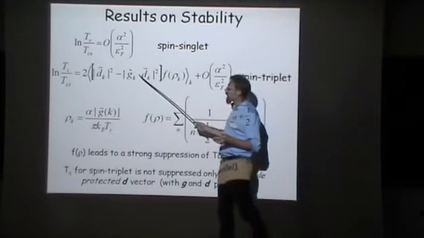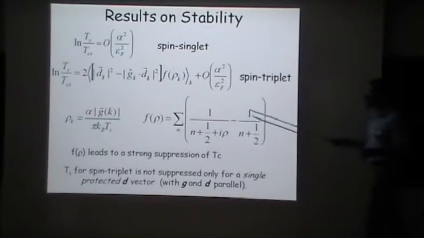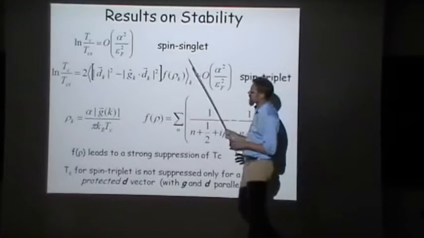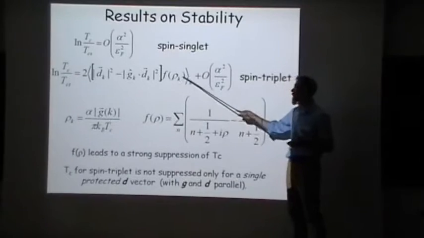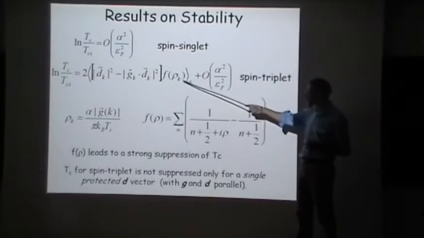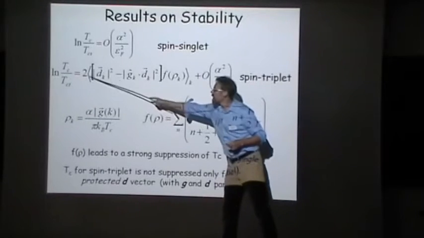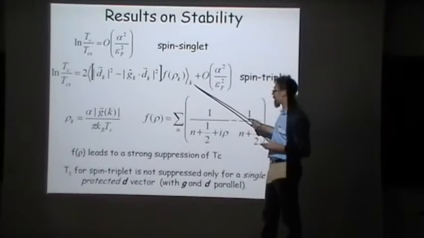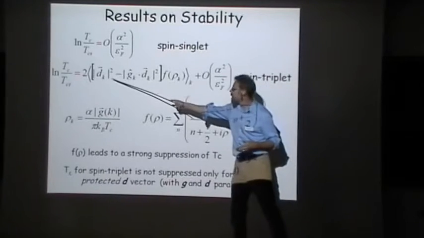Now the spin triplet case, and I mentioned this result already yesterday, but I didn't go into the details. The spin triplet case is different. You see here we have a correction that depends on alpha, but doesn't depend on epsilon f. And so in particular, TC is given by this expectation over the Fermi surface of this f of rho of k times something in front of it.